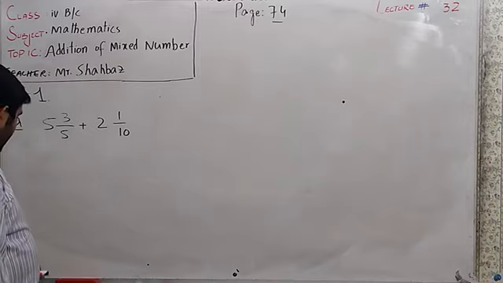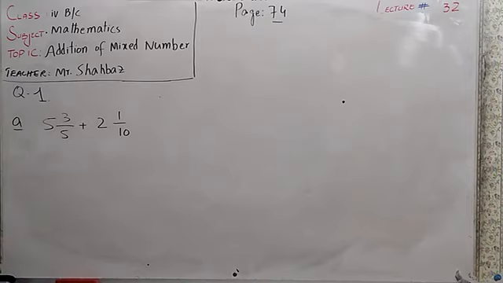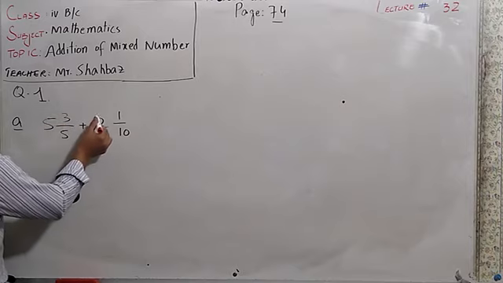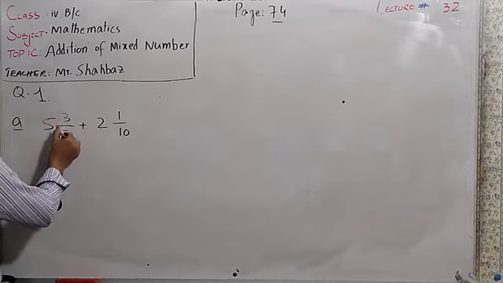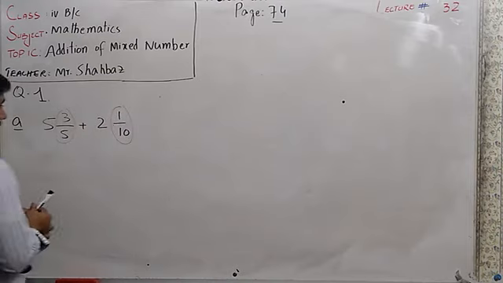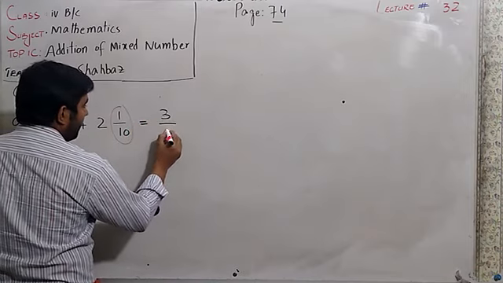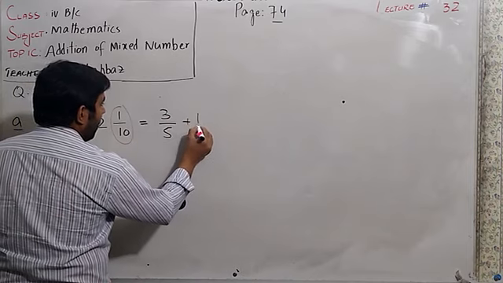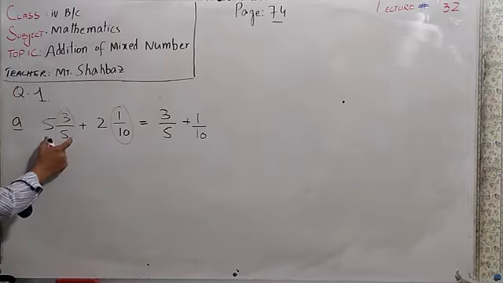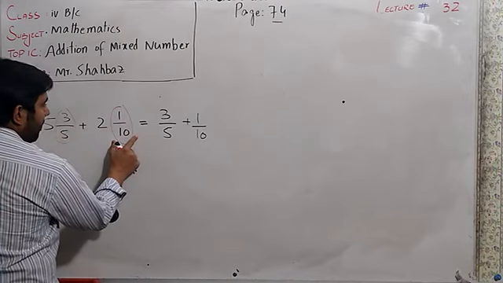In this problem, first of all we add the fractions and then the whole numbers. This is the whole number and this is the fraction. First of all, we will add this one and this one. I write here 3 over 5 plus 1 over 10.